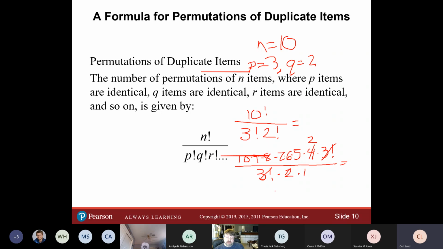So if I did my multiplication right there, I would have just over 300,000 ways to arrange those 10 books, considering that I have duplicate items within my collection. And so it doesn't matter where I put the duplicates. They're all considered the same book.